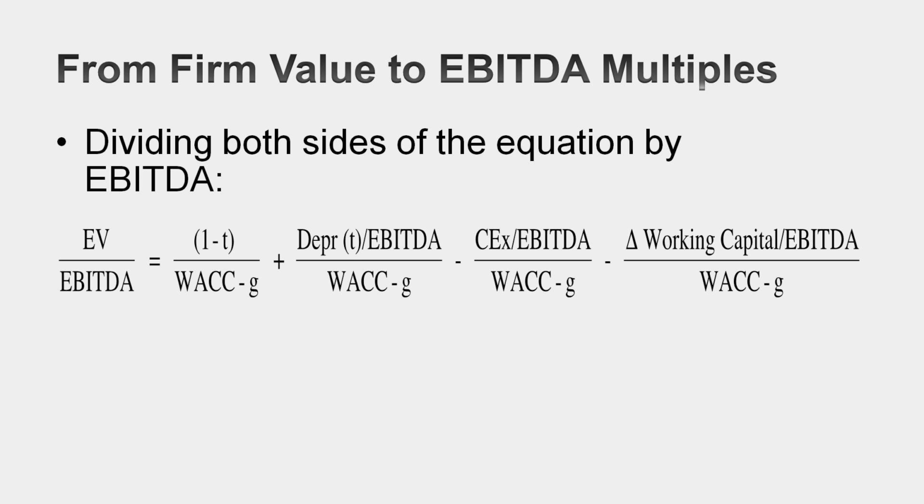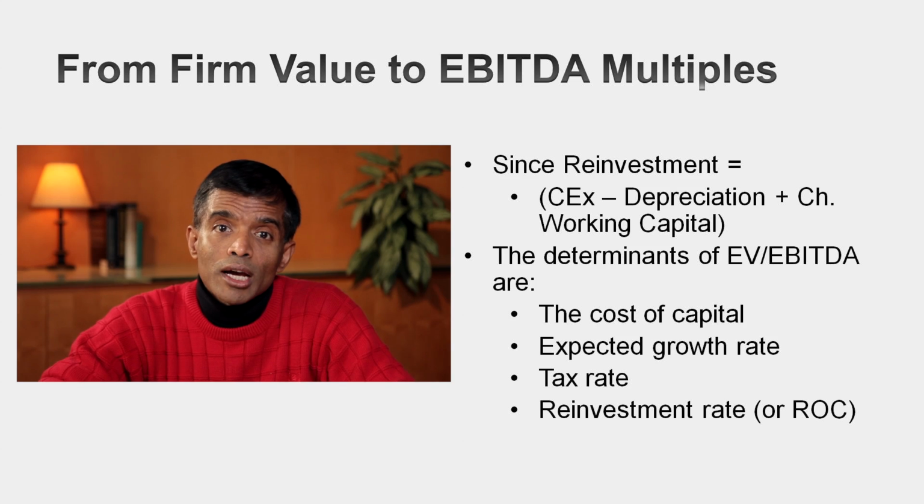For a stable growth firm, the EV to EBITDA multiple is a function of the following variables. It's a function of the tax rate. Why does tax rate matter? Because EBITDA is a pre-tax number. The higher your tax rate, the lower the enterprise value is going to be for a company. In fact, think of the limiting case. Assume your tax rate is 100%. What should you be paying for this firm if all the income is going to be taxed? So the higher the tax rate, the lower the EV to EBITDA.